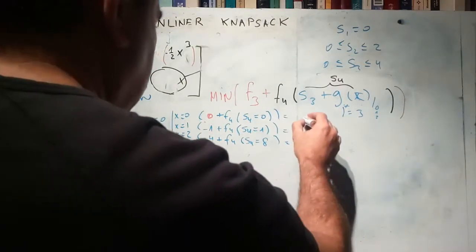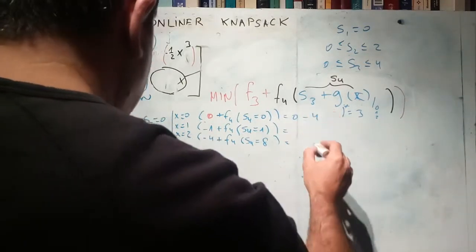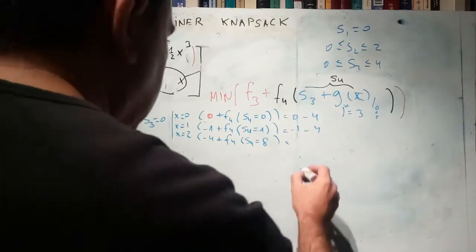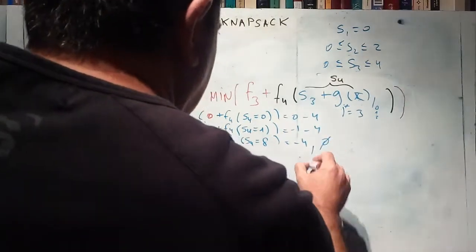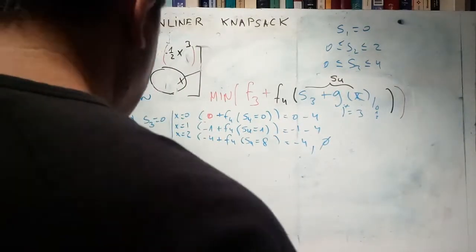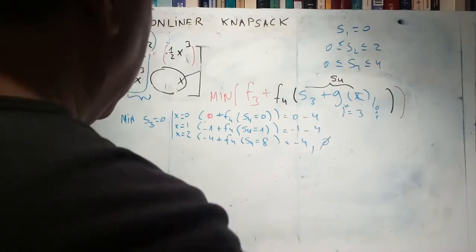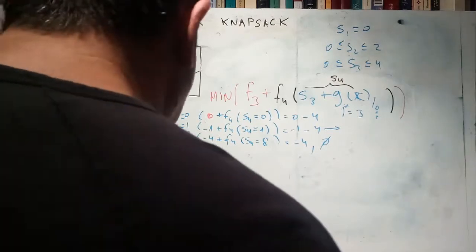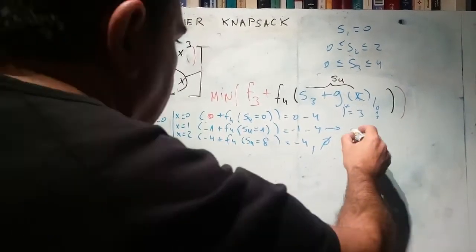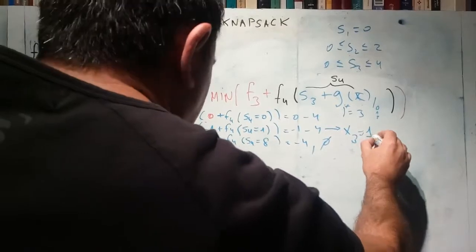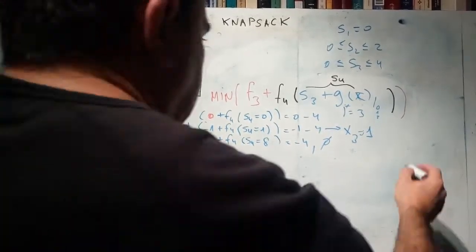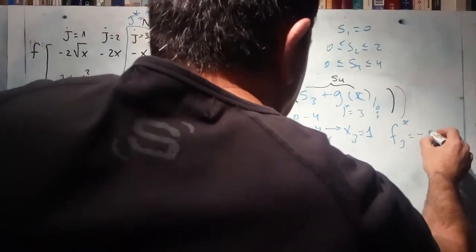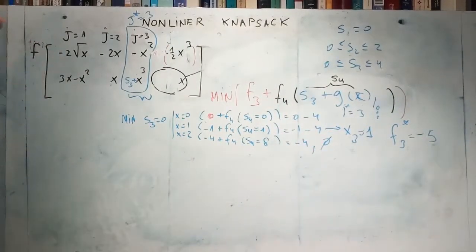Okay, this is giving us 0 minus 4, this is giving us minus 1 minus 4, and this is giving us minus 4 and 0, because it does not exist. So between these three, the minimum is this one, minus 5. So the minimum is for the variable x3 being 1 and f star 3 equals minus 5. Okay, minus 1 and minus 4.